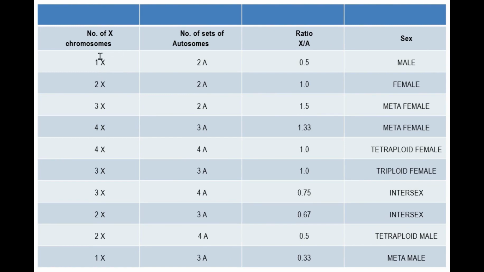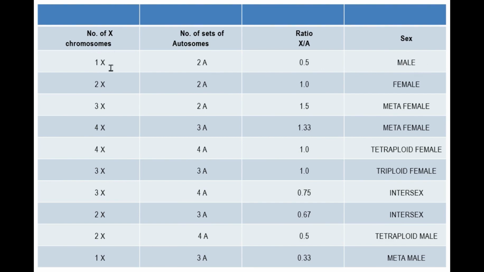Let us consider the first example. If the zygote contains one X chromosome or allosome and has two sets of autosomes, not two autosomes. Two sets of autosomes means totally six, three autosomes of sperm and three autosomes of egg in a zygote. So make a ratio, that is 1 divided by 2, that equals 0.5, and 0.5 genetic constitution determines the maleness in a Drosophila. That becomes a normal male Drosophila.